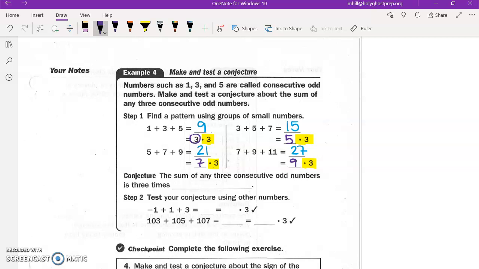So the sum of any 3 consecutive odd numbers is 3 times what number? Where are we seeing 3, 5, 7, and 9? From the problems. 1, 3, 5. 3 is here. 3, 5, 7. 5 is right here. 5, 7, 9. 7 is right here. 7, 9, 11. So it is 3 times the second number.